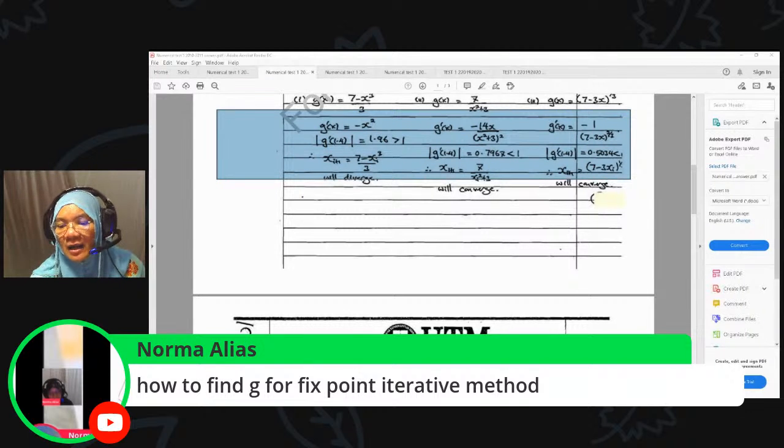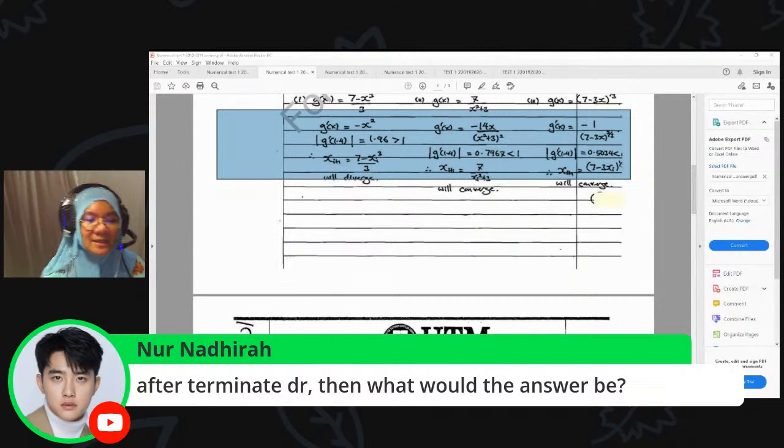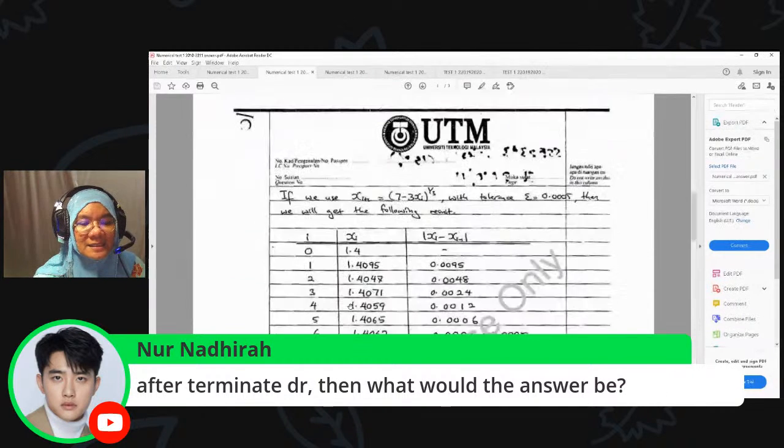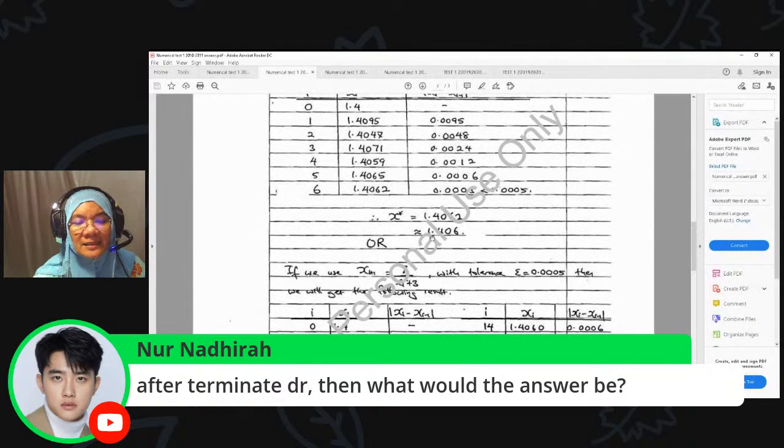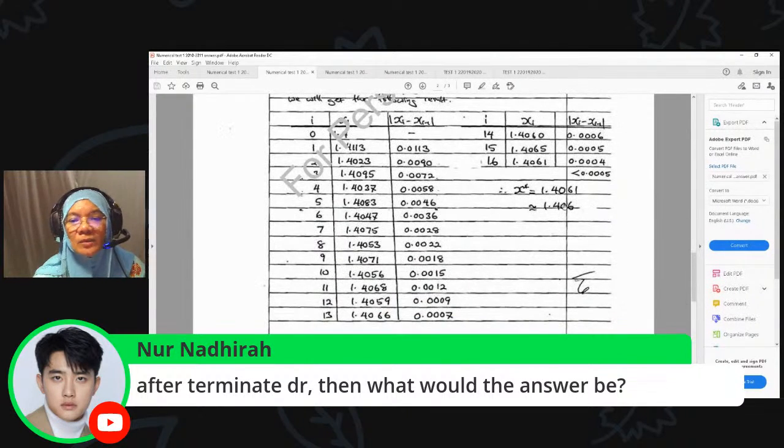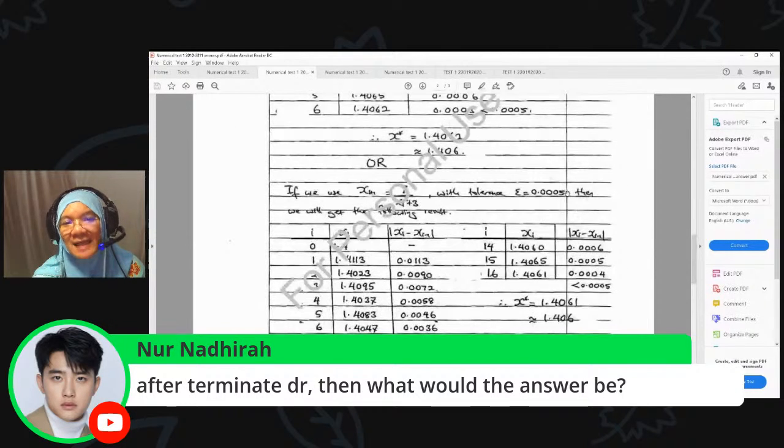Nur Nadira said, after terminate, doctor, then what would the answer be? After terminate, the answer is the last iteration. So the answer is x, the root is 1.406. The other one is also 1.406. The answer is similar, but the way you get it depends on the iteration.